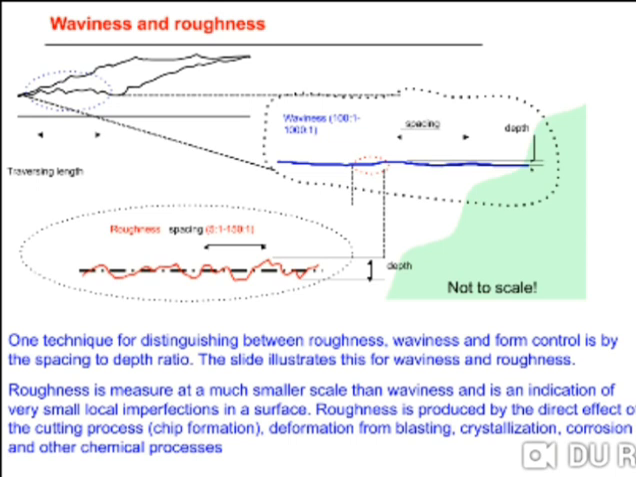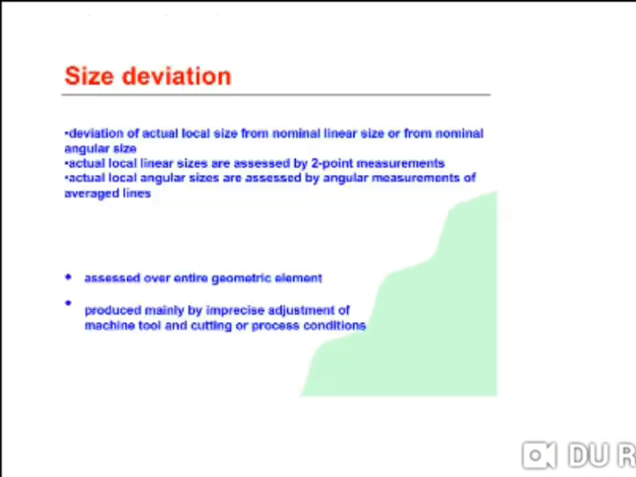Roughness is measured at a much smaller scale than waviness and is an indication of very small local imperfections in a surface. Roughness is produced by the direct effect of the cutting process, chip formation, deformation from blasting, crystallization, corrosion, and other chemical processes. Size deviation.